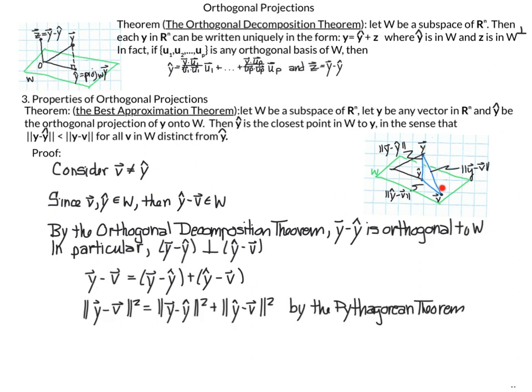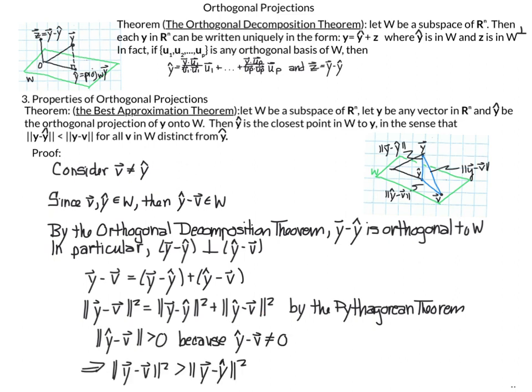And as I said, now we can use the Pythagorean theorem. So we have y minus v squared, that's our hypotenuse, is equal to y minus y hat squared plus y hat minus v squared. And now, because y hat does not equal v, this value here, y hat minus v, is greater than 0, which tells us that y minus v squared is greater than y minus y hat squared. And since it's true, when we take the square root, this here is true, and we have finished our proof.